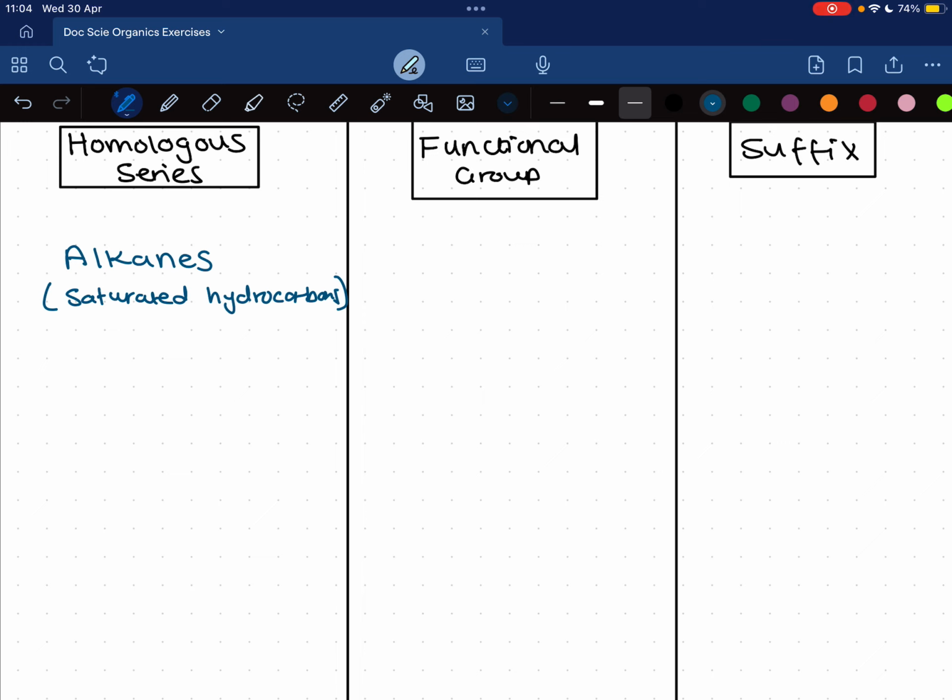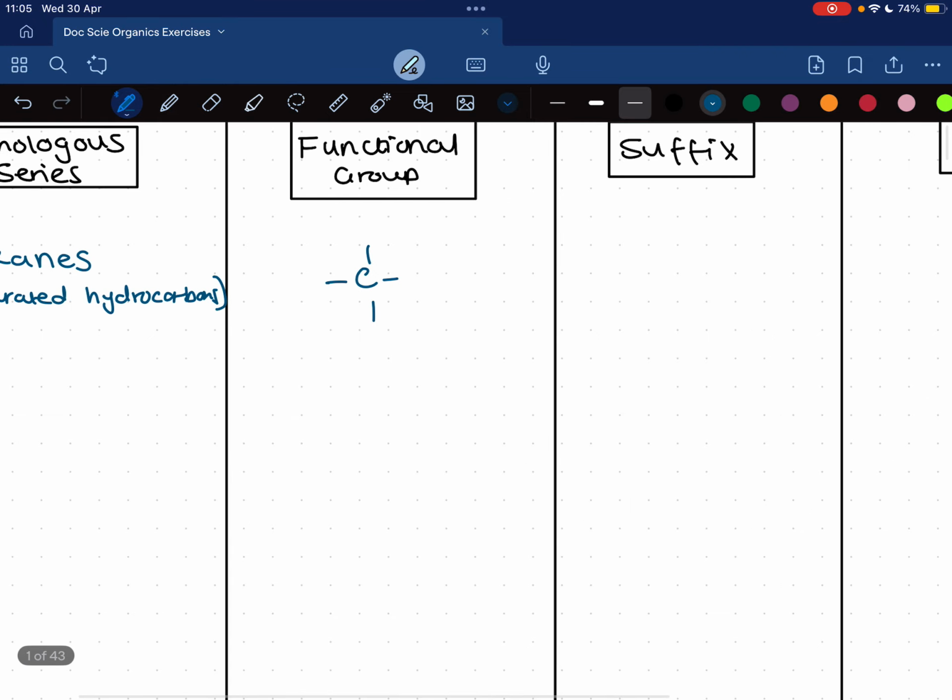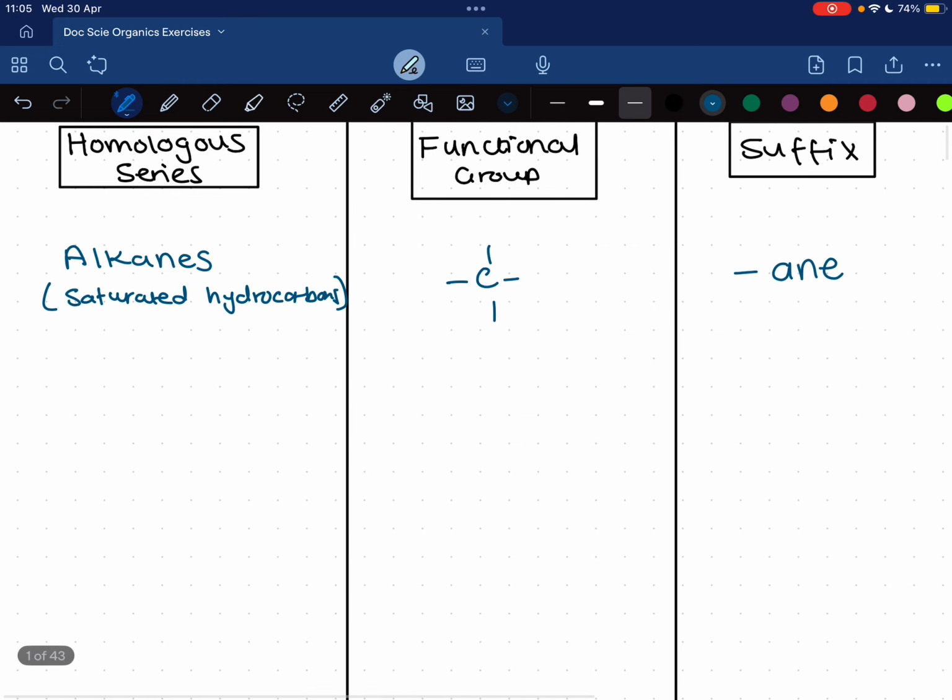The functional group for an alkane is just a carbon with 4 bonds that are surrounding it, and these bonds are all single bonds. So that's an important concept to note here. And the suffix for alkanes is ending in ane, like alkane.